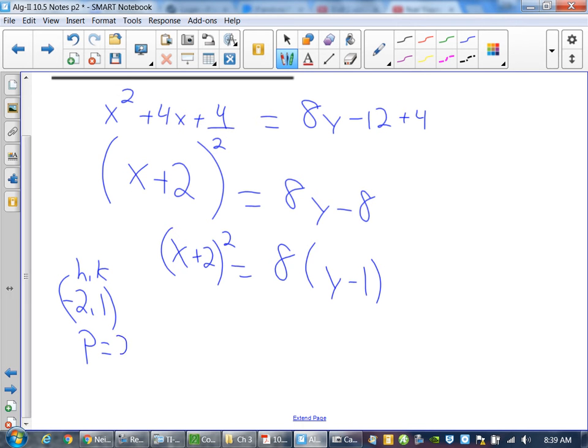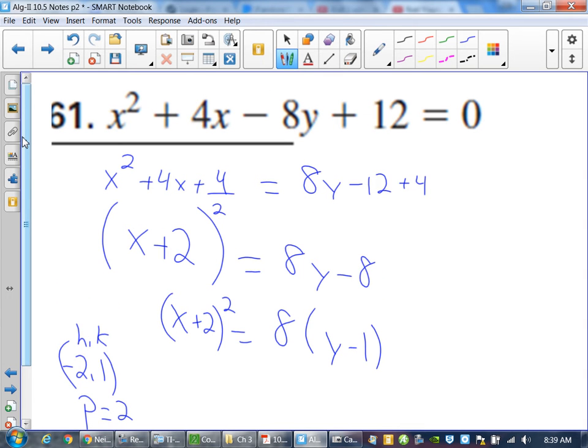Yes, sir? Could you add 8y to both sides and keep the negative 12 over, and then just divide everything by 8? Wait a second, how do you do that? Just add 8y to the side, and then divide everything by 8. And then you get x squared over 8 equals x over 2 plus 3 halves. And then just go from there.